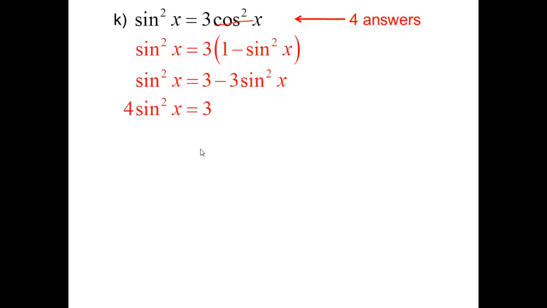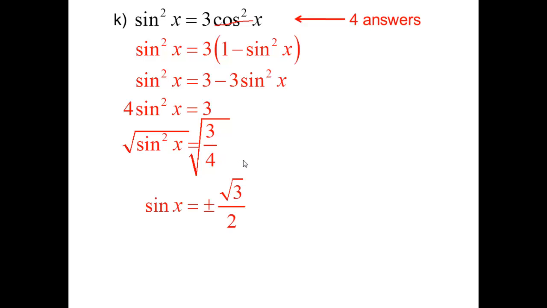Now this problem looks a whole lot prettier, and I can just continue like I did at the top of the lesson. Divide by 4, square root both sides. On the right side, square root of 3 is just root 3, but the square root of 4 is 2. So I really have plus or minus root 3 over 2. And I can pick all 4 locations in the unit circle where sine is root 3 over 2. That would be pi over 3, 2 pi over 3, 4 pi over 3, 5 pi over 3.